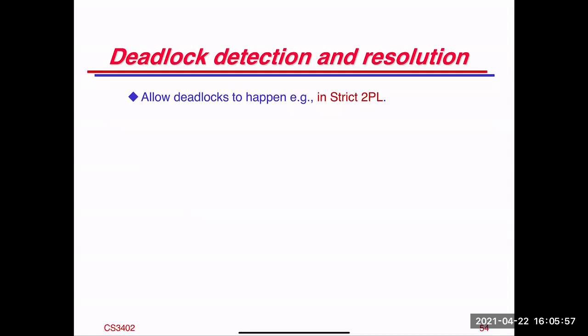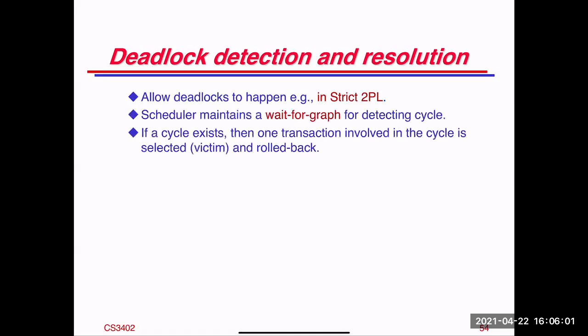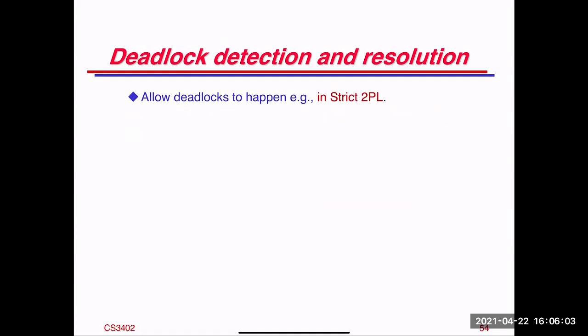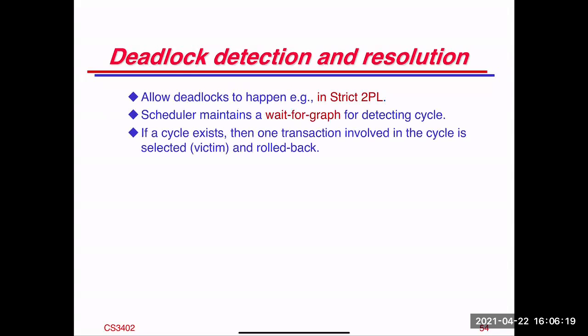Okay, so let's look at deadlock detection and resolution. So now we are allowing deadlocks to happen. And this is exactly the case when you look at protocols such as strict two-phase locking, right? So we saw last week that it's possible that you run into deadlocks. And in fact, in the tutorial, we saw a few examples for that. And of course, we don't want to be stuck with that deadlock. We still want to have a functioning system.